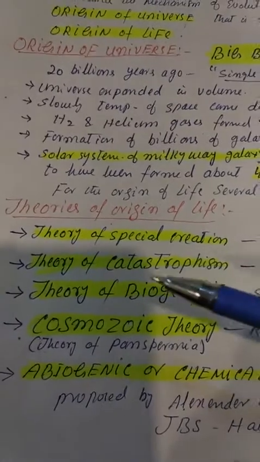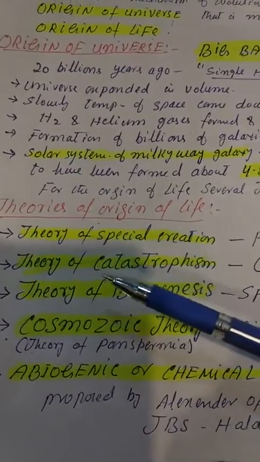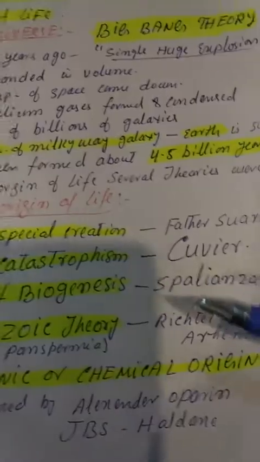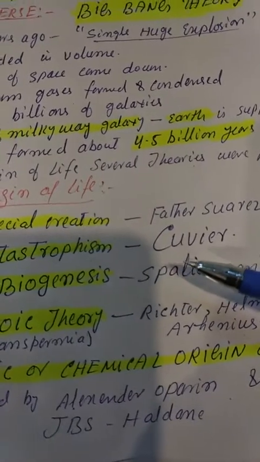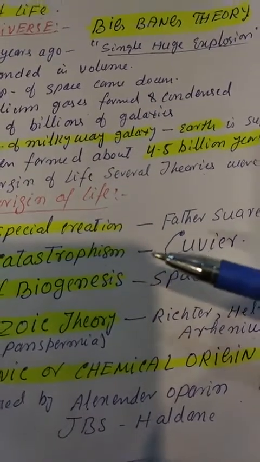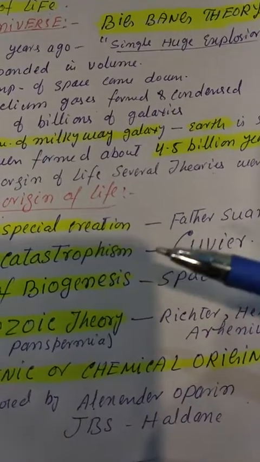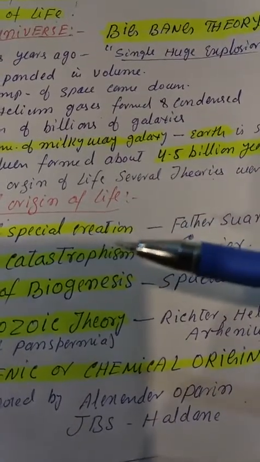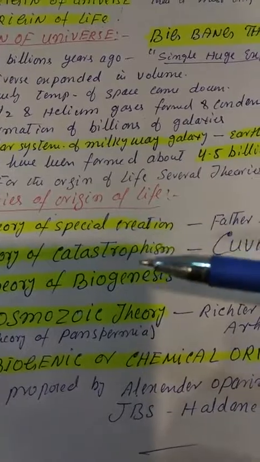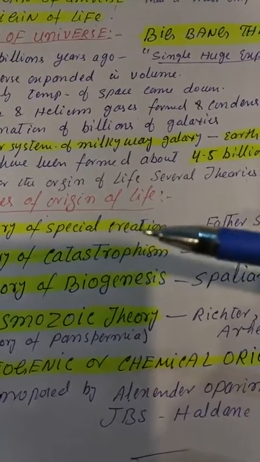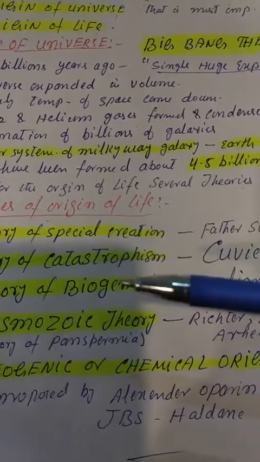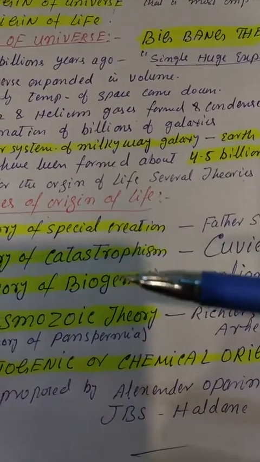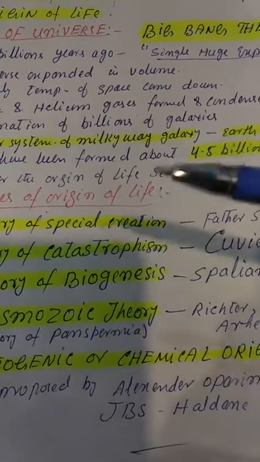But another theory is the theory of catastrophism. This theory was given by Cuvier, according to which after a gap of certain period called the age in evolution, the world undergoes a catastrophe, that is a sudden calamity, to kill almost all the living organisms, and new life arises from inorganic matter.